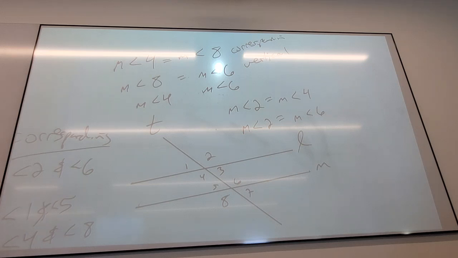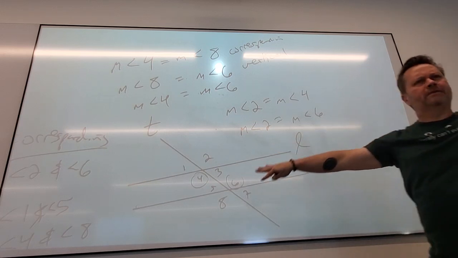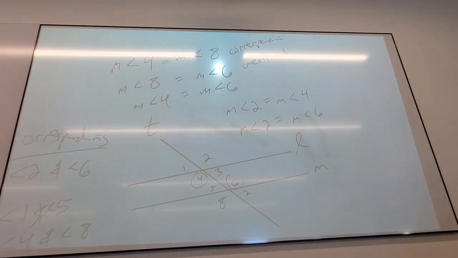Now, if 4 is the same as 8 and 8 is the same as 6, 4 must be the same as 6 in measure. We give this its own name though, and I said it earlier today. Wouldn't you agree with me that 4 and 6 are inside, and like 1 and 7 are outside, yes? For example, 4 and 7 are inside this train tracks. Like 2 and 7, for example, are outside. So we call 4 and 6 alternating interior angles. So like 3 and 5 are alternating interior angles.